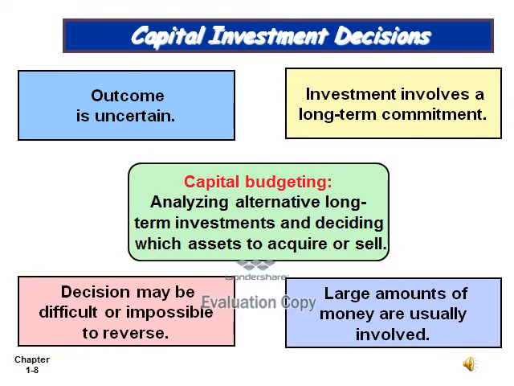Capital investment decisions have many features. Because capital budgeting depends on analyzing alternative long-term investments and deciding which assets to acquire or sell, the outcome is uncertain. The investment involves a long-term commitment. Decisions may be difficult or impossible to reverse, and large amounts of money are usually involved.